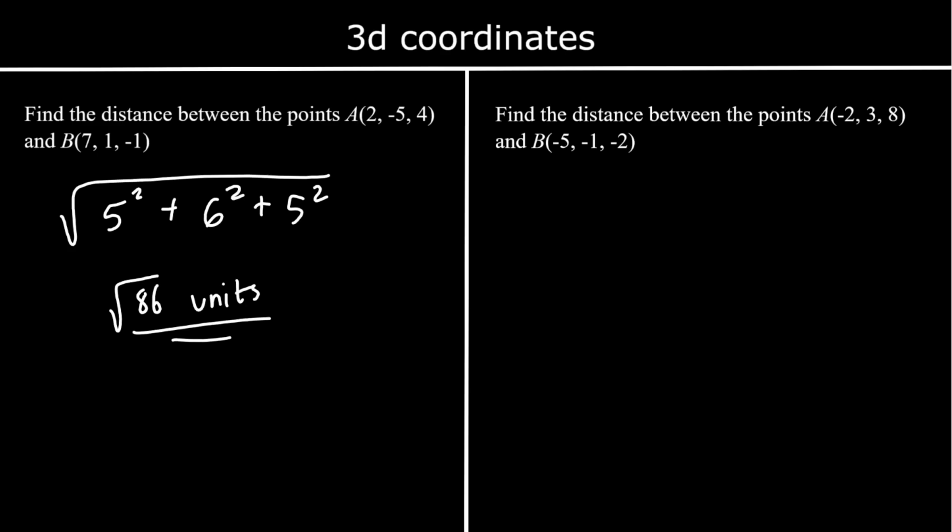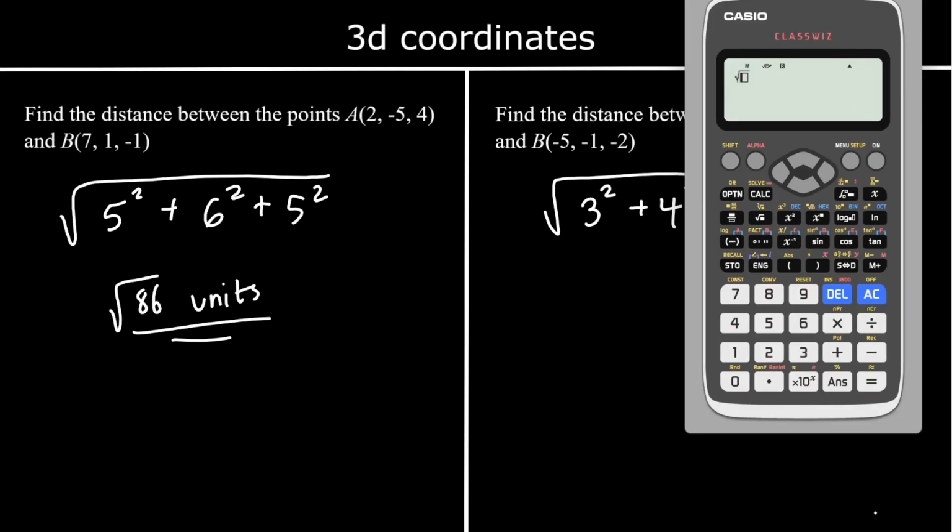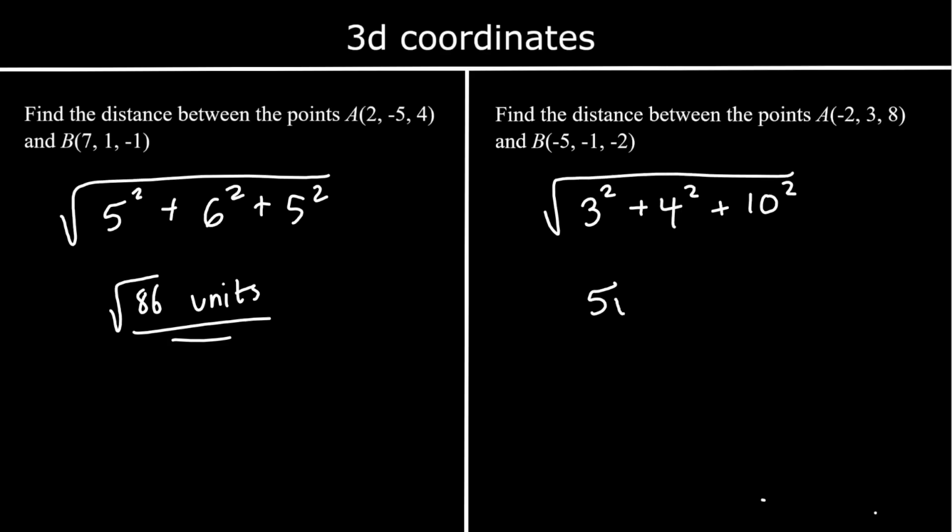One for you to try, see if you can give it a go. So we're looking for the distance between 2 points. So how far in the x direction? It's a distance of 3. The sign doesn't matter because we're squaring it. In the y direction, we've got a distance of 4. And in the z direction, we've got a distance of 10. So we've got the square root of 3 squared plus 4 squared plus 10 squared. And we have 5 square root 5.